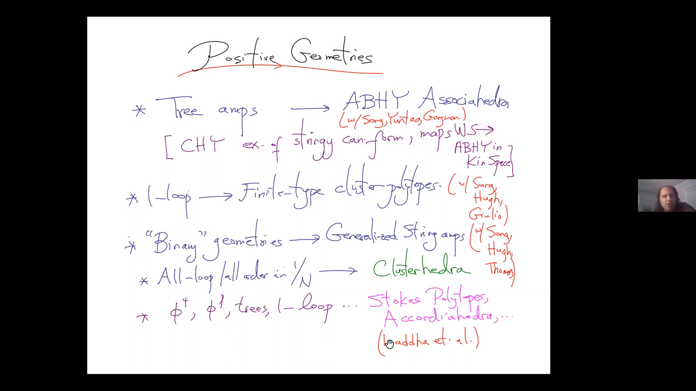More recently, there's a story extending all of this to one loop and finite type cluster polytopes associated with these objects are binary geometries that give us generalized string amplitudes and things that I'll talk about towards the end today. In these same theories, moving to all loop orders and all orders in the 1 over N expansion, so it's nothing to do with planarity, are these general notions of cluster hedra. I'll also mention that these ideas have been extended to general theories, phi to the 4, phi to the p, for trees, and even recently at one loop, where the words are Stokes polytopes, accordiohedra, etc., from some quite lovely series of papers from India.